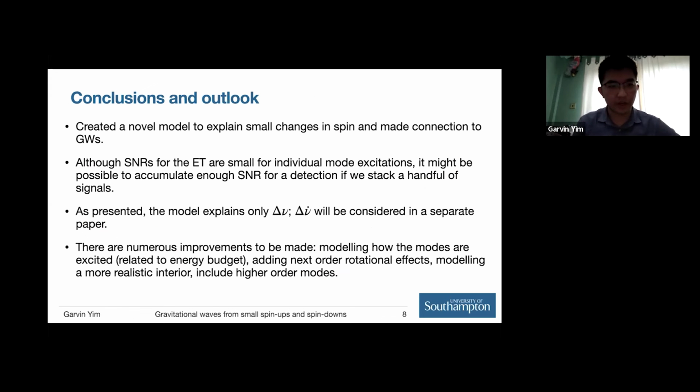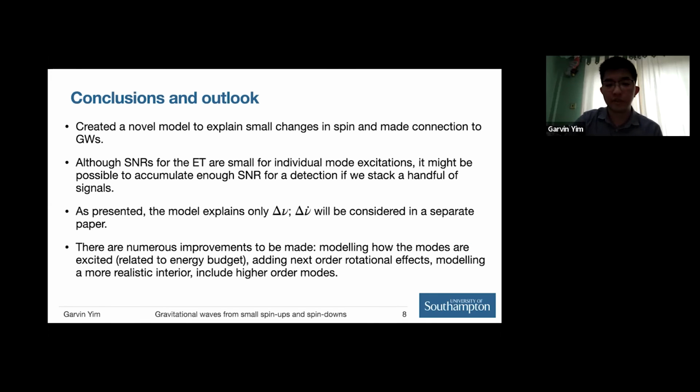So I'll just leave you with my conclusions here. We created a novel model to explain the small changes in spin and make connections to gravitational waves. Although the signal-to-noise ratios for the Einstein telescope are small for individual modes, it might be possible to accumulate enough signal-to-noise ratio for a detection if we were to stack a few signals. And as presented, the model only explains changes in spin frequency, and changes in the spin down rate will be considered in a separate paper.